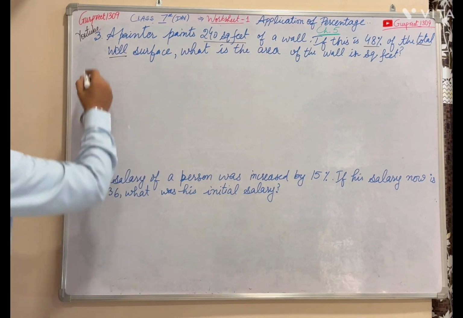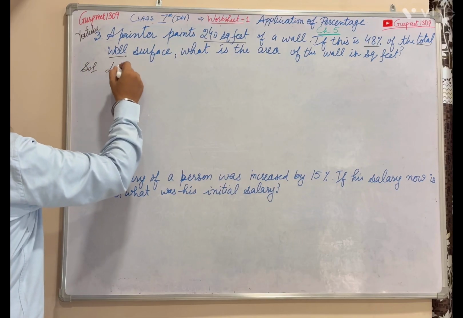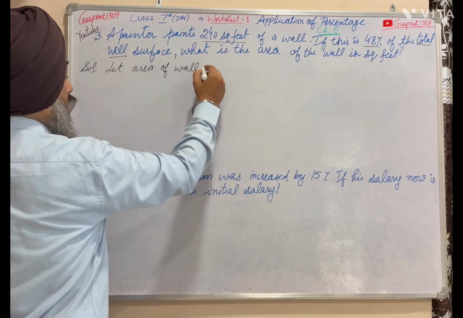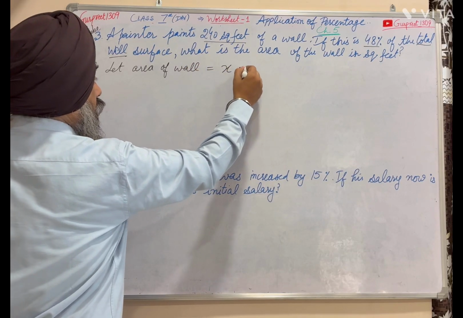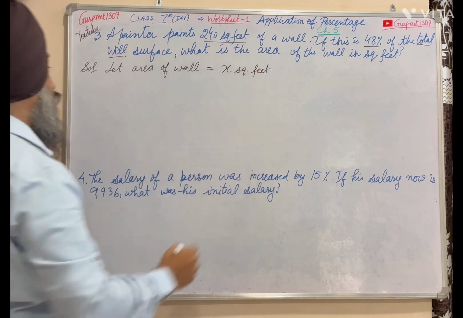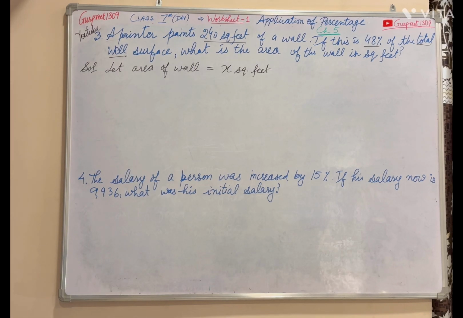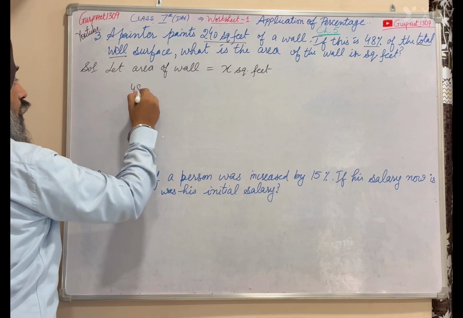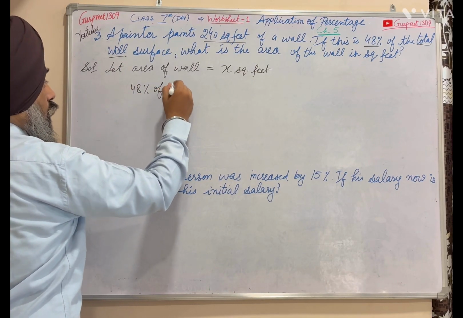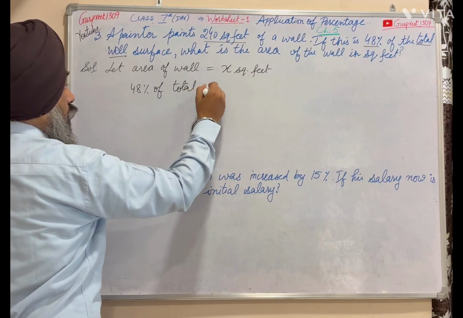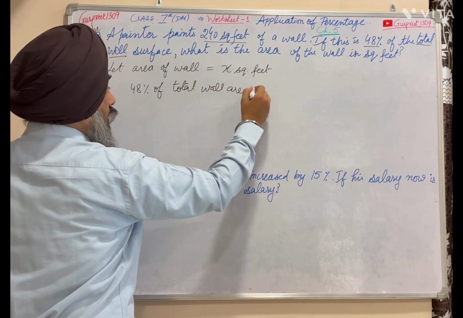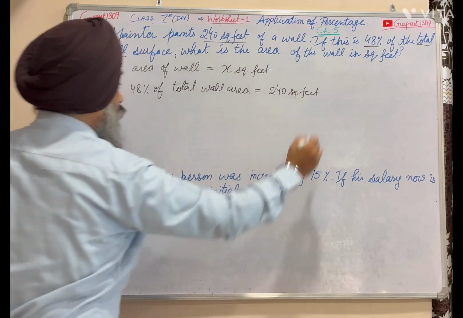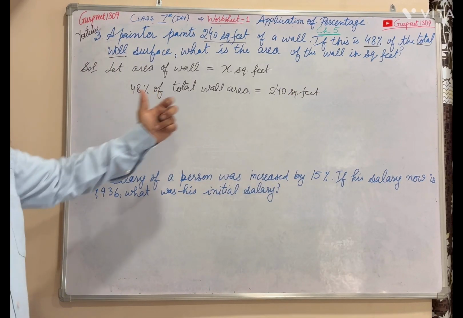We take it as, suppose, let the area of the wall be equal to x square feet. This is the area of the wall. Then 48% of the total wall area is equal to 240 square feet. Right? So 48% of the total wall area.